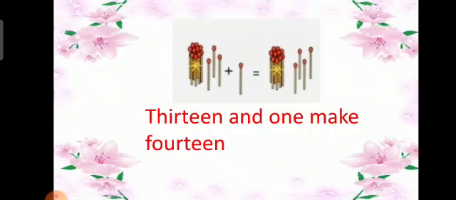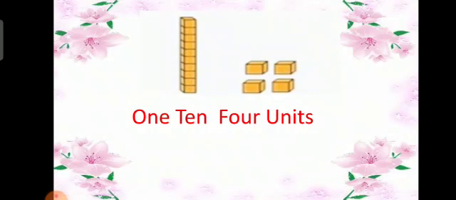Here 13 matchsticks are there. We are adding one matchstick. So together it becomes 14. 13 and 1 make 14. In 14 we have 1 ten and 4 units. 1 ten plus 4 units is equal to 14.